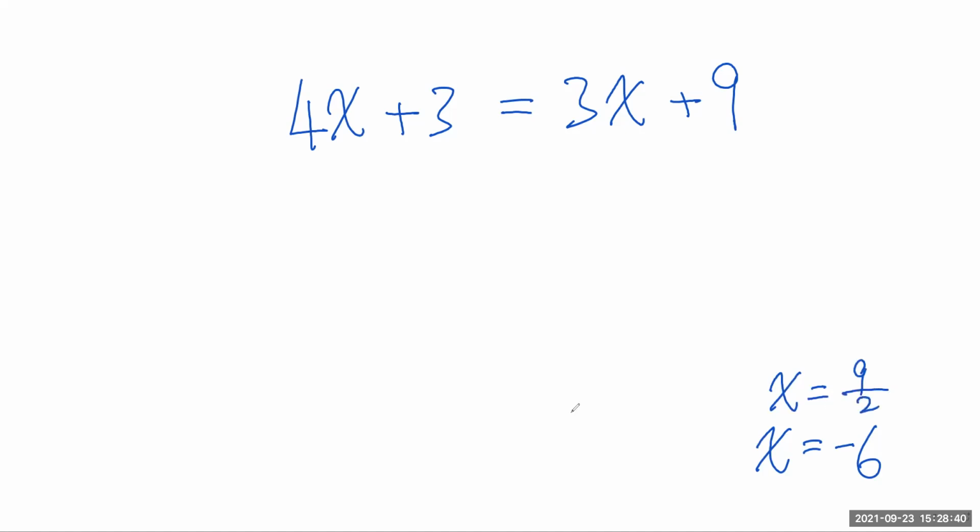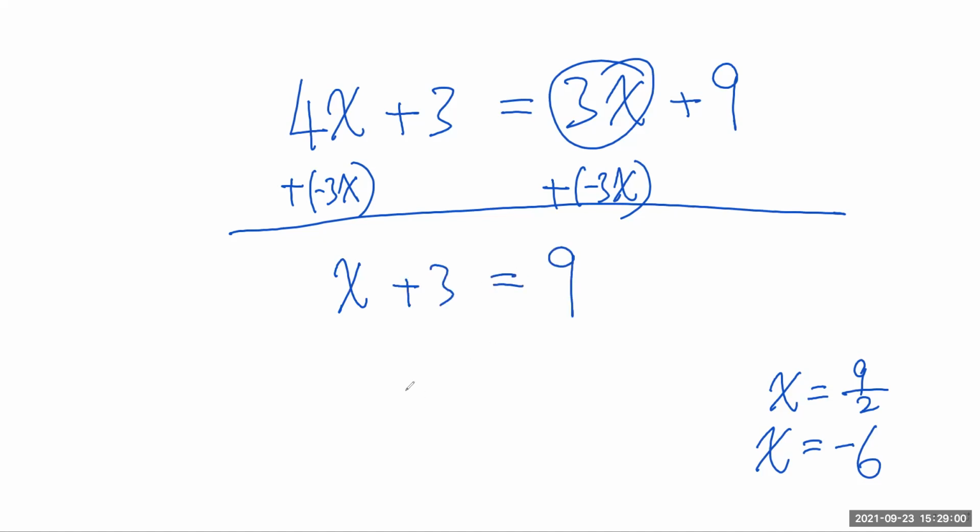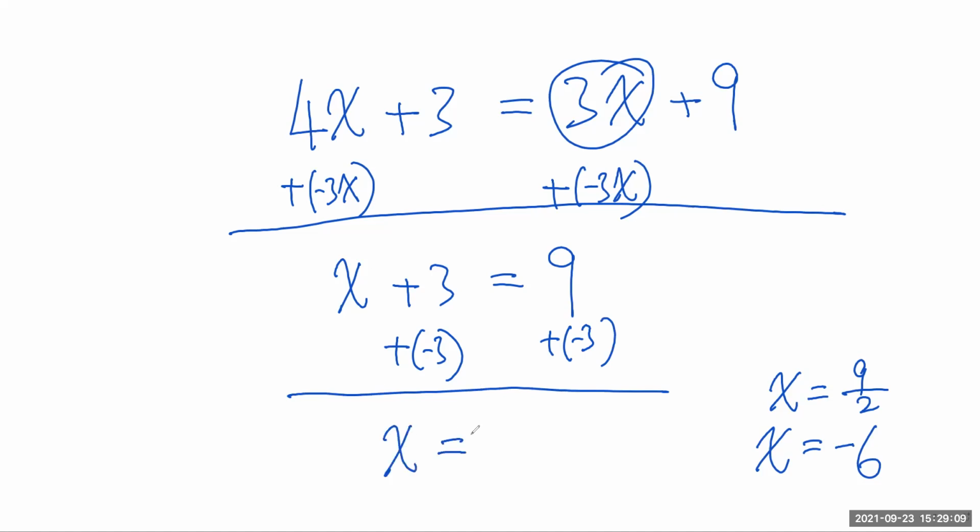Okay, well, let's check. First thing, we got rid of 3x. So what we're going to do is just add -3x on both sides. Good. And so what's left here is just 1x, right? And x plus 3 equals 9. Now we just add -3 on both sides. What we have is x on this side, and on this side 9 plus -3 is 6.